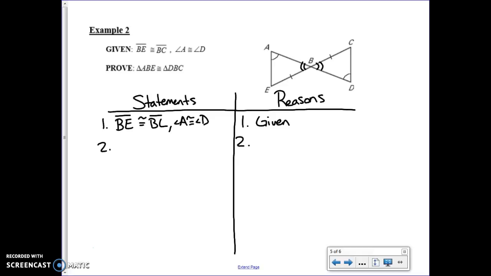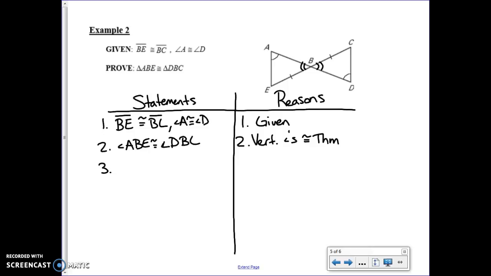So we have to be specific though. I can't call that angle B because angle B could mean a lot of different things. So I'm going to label it with 3 letters. So B is my vertex, so it goes in the middle. So I have angle ABE is congruent to, and I want to do the same thing on the right hand side. So angle DBC. We said those are vertical angles, so our reason is vertical angles congruence theorem.